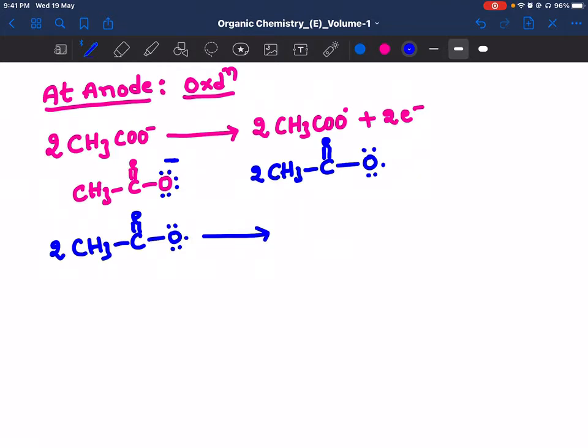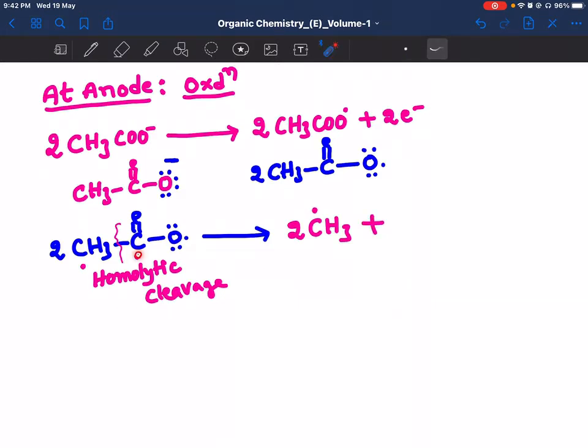If I take these two, homolytic cleavage takes place. When homolytic cleavage takes place, here one unpaired electron and here one unpaired electron will form. So when homolytic cleavage takes place, what do you get? Two CH3 radicals, plus this radical and this radical combine together and one new bond is formed.